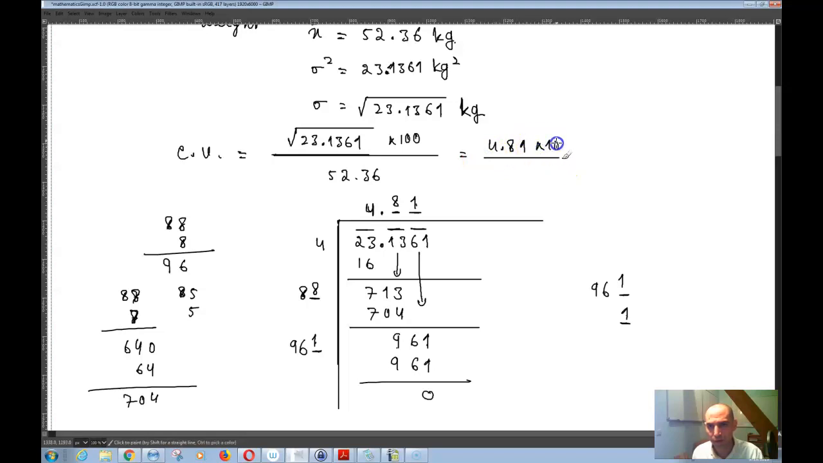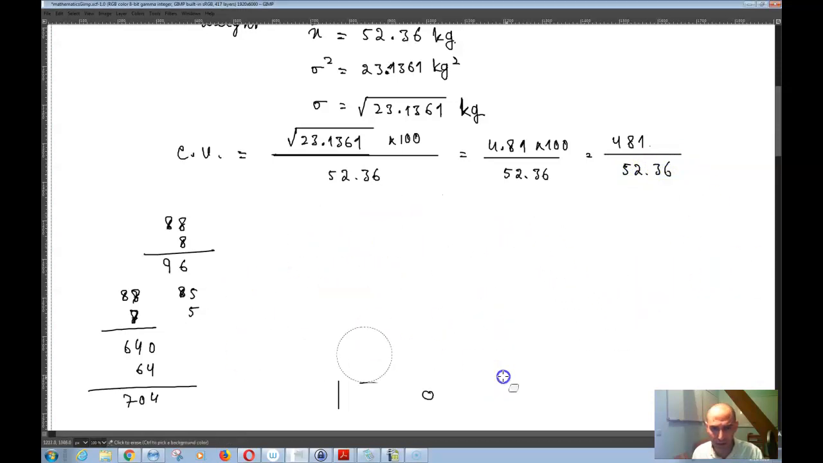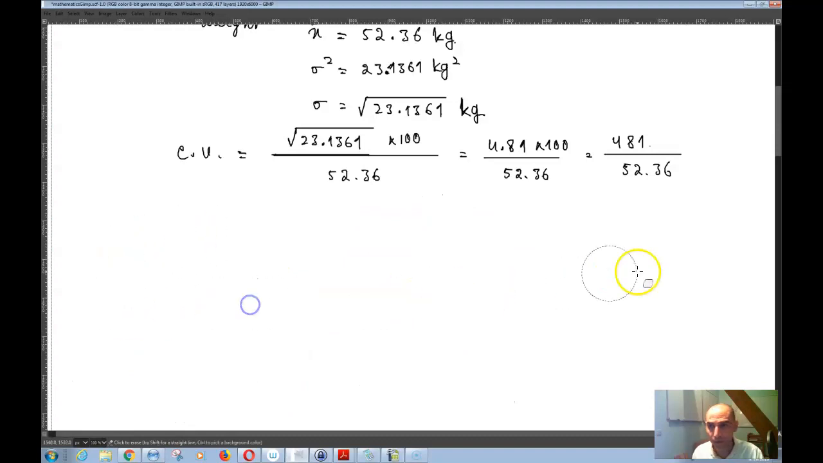So this number would be 4.81 times 100 divided by 52.36, which is the same thing as 481 divided by 52.36. Now, since your denominator has two decimal places, you can write this as 48100 times 100, and this also times 100, you'll get 5236.